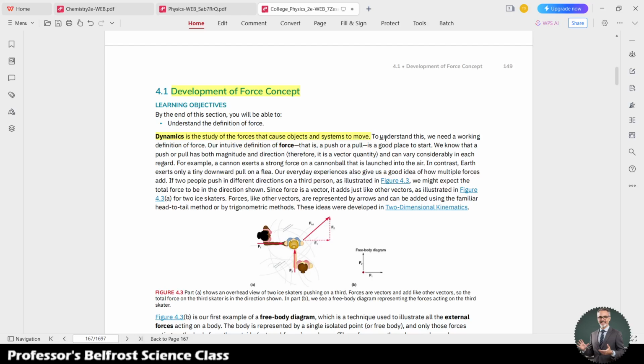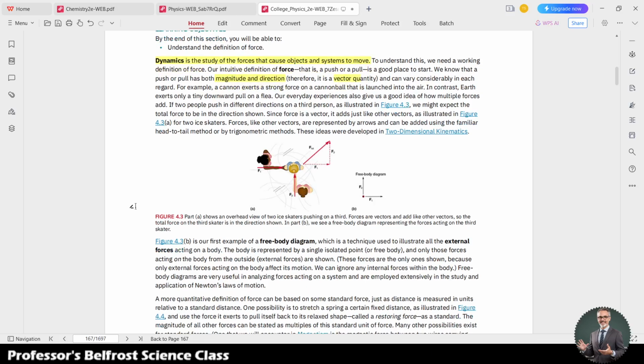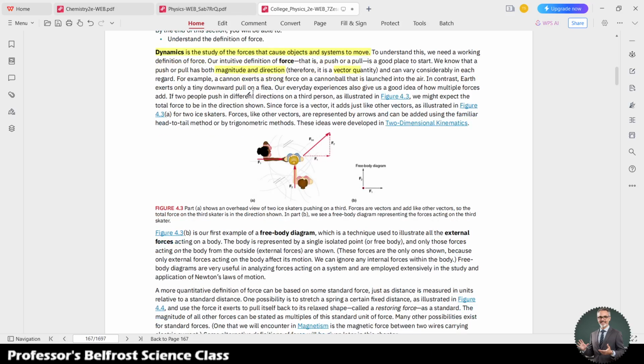We know that a push or pull has both magnitude and direction. So it is a vector quantity and can vary considerably in each regard. There are some intuitive examples here.